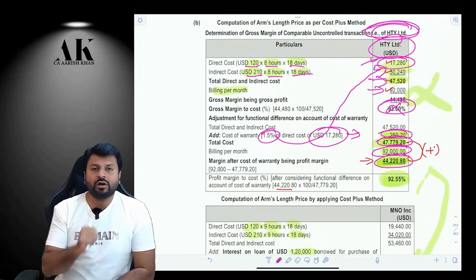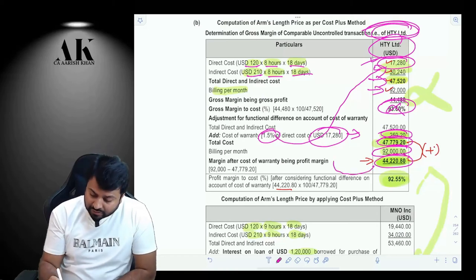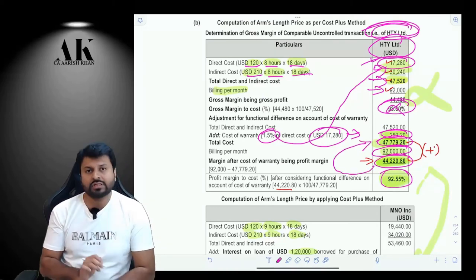Therefore, what is my GP to cost? My GP is 44,000. My cost is 47,000. My GP to cost is 92.5%.